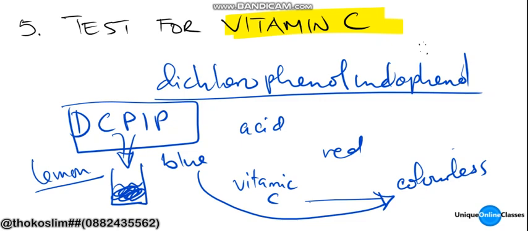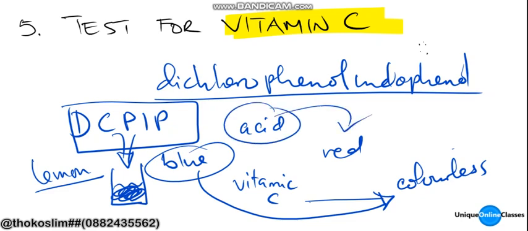So that's the thing. The procedure is crushing the food if it's solid to obtain the food solution. Then mix the mixture with the dichlorophenolindophenol, which is DCPIP. General color is blue, it changes to colorless. In the presence of acid, it changes to color red. So that's the thing there.